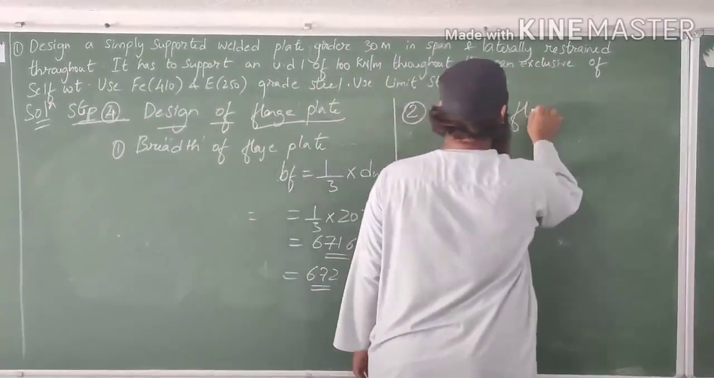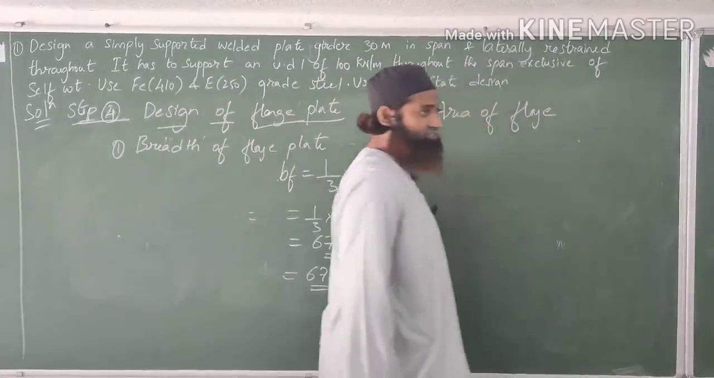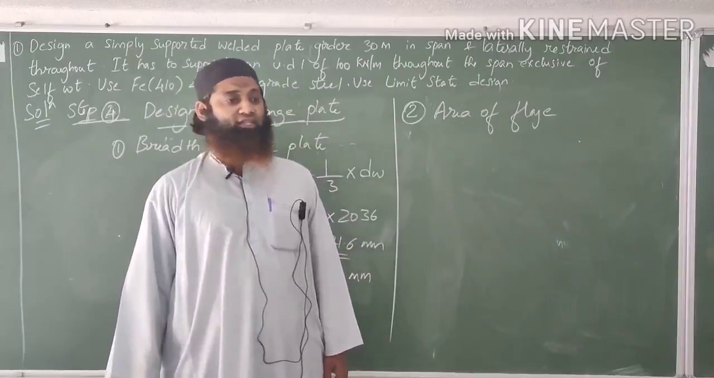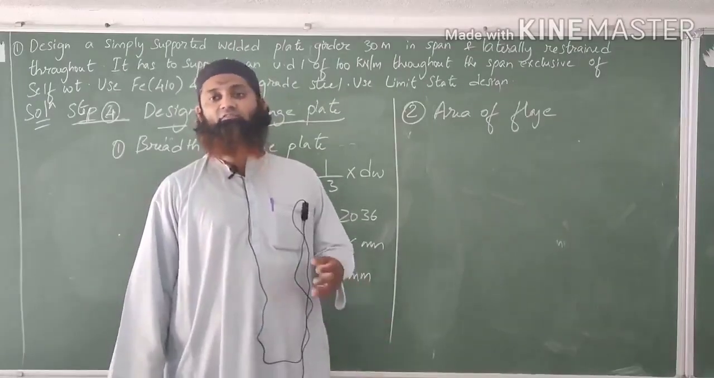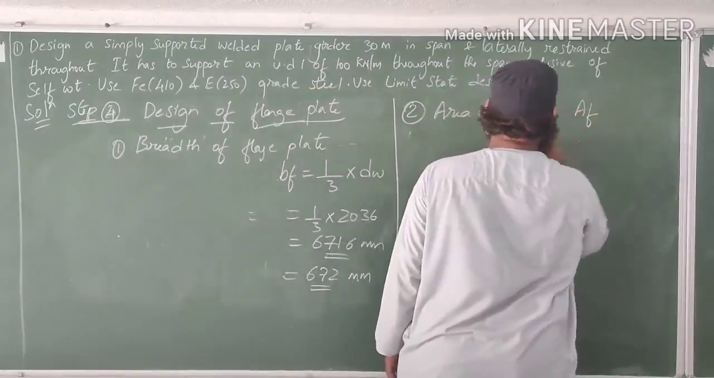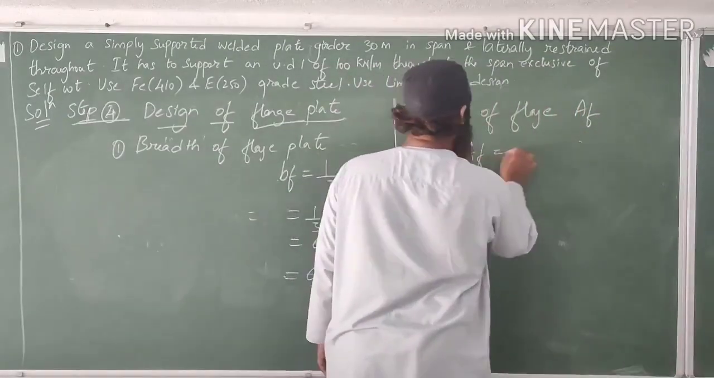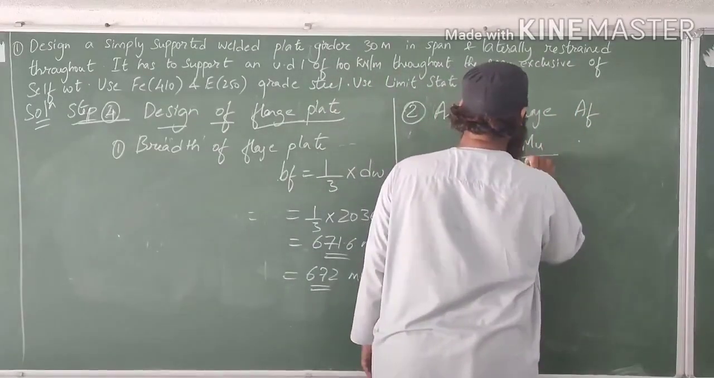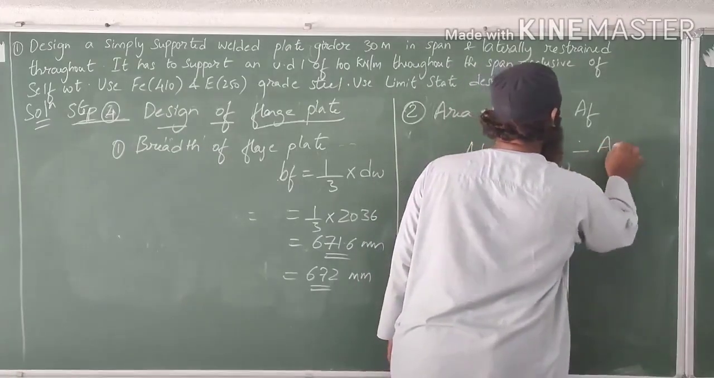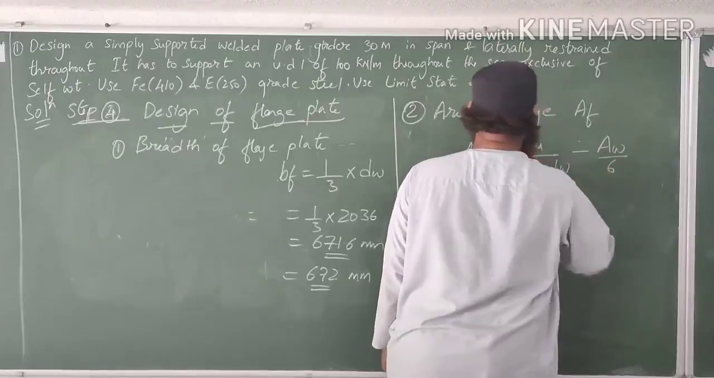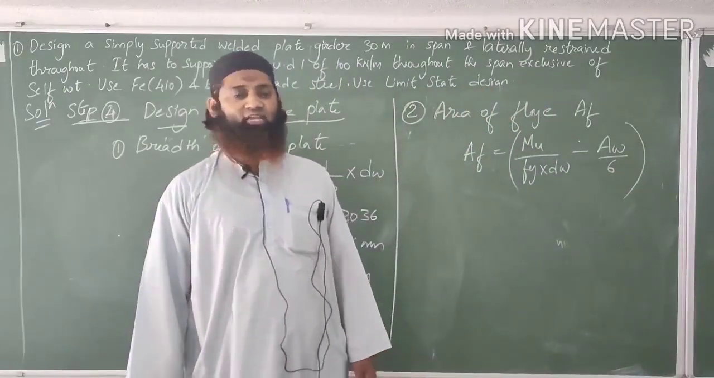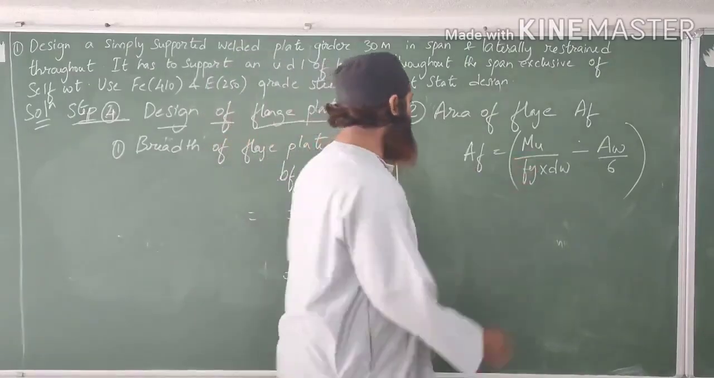So for the area of the flange, to calculate the thickness of the flange we first have to know the area of the flange. The area of the flange is given by the equation AF is equal to Mu by Fy into dW minus area of web by 6. We'll just substitute these values.